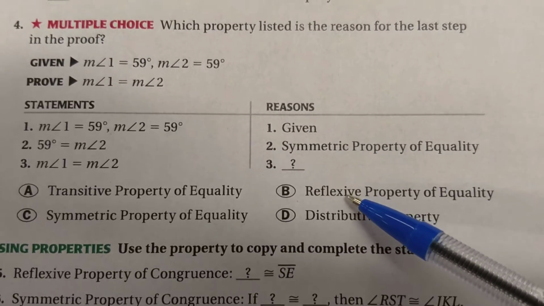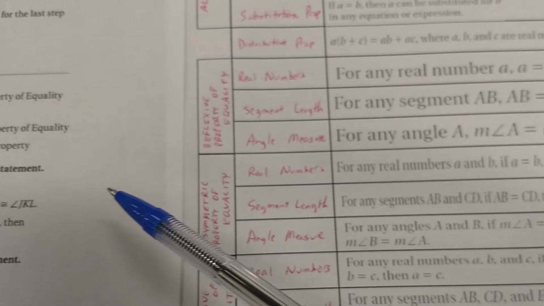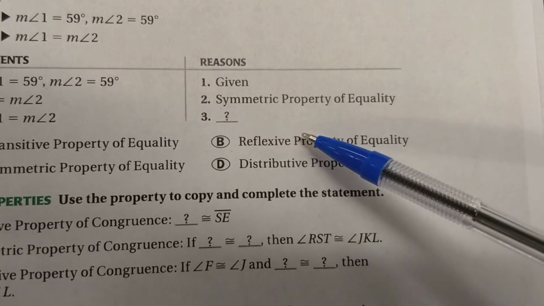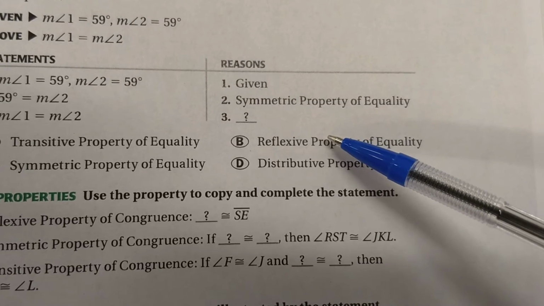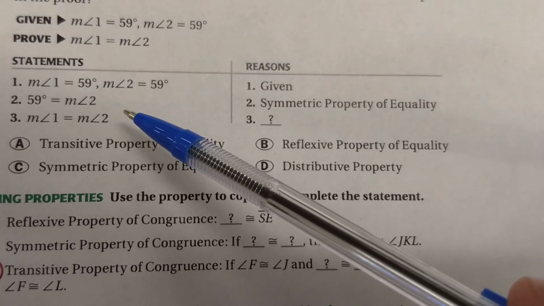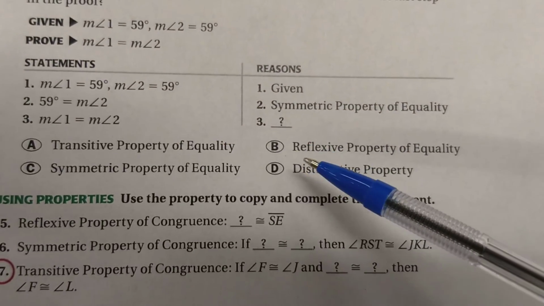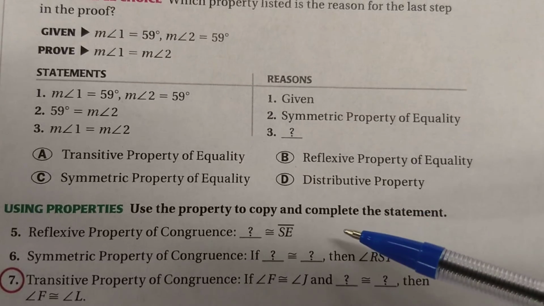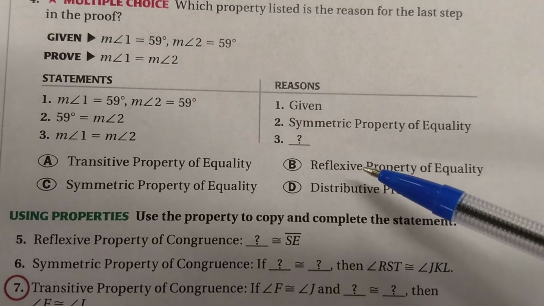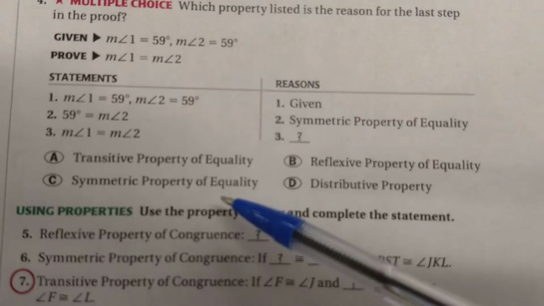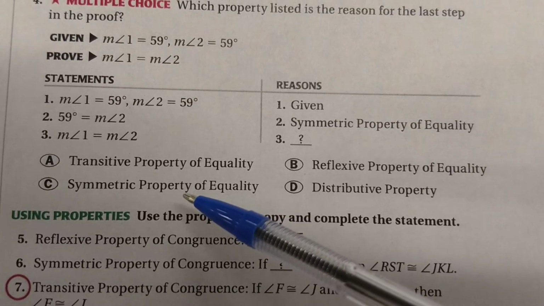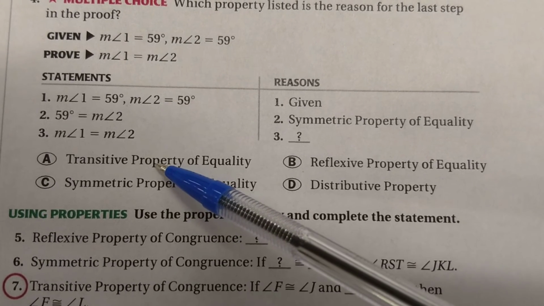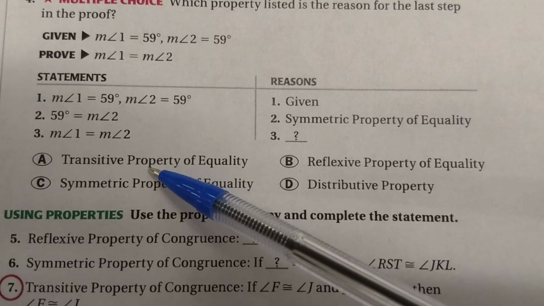Again, if you look through a list similar to this, or look in your textbook, the reflexive property just says A is equal to A. That's not really what we're showing here, is it? The distributive property, where you are distributing a value to something inside parentheses, is not what we're dealing with. The symmetric property is not what we're dealing with either. We already took a look at what that one looks like. The transitive property is the only one that works here, and that's going to be our answer.